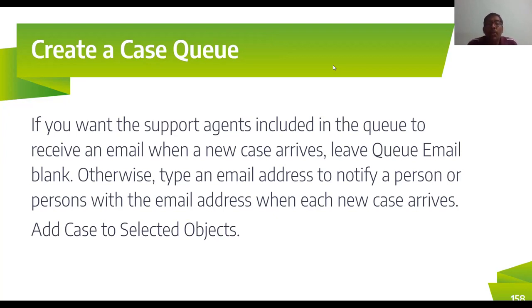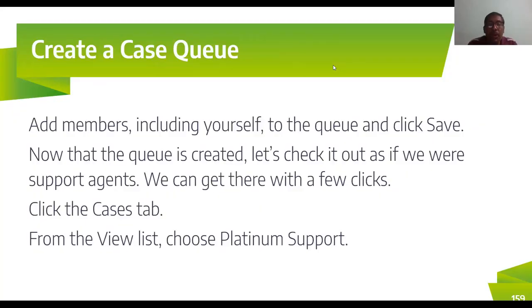Suppose we want the support agents included in the queue to receive the email when a new case arrives, so that you get informed. In such a case you can leave it blank. If you don't have an email, you can leave it. But otherwise, if you want to be notified in person, then enter a particular email ID so that the email will arrive to that person. And then add cases to the selected objects. Similarly, you're going to add members, including yourself, to the queue and click save.